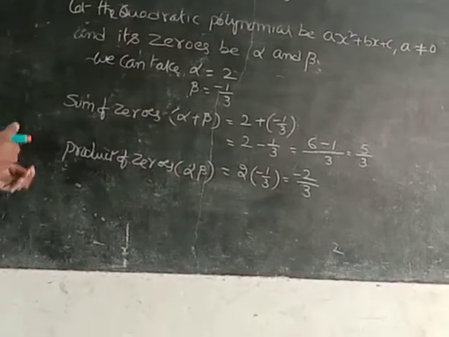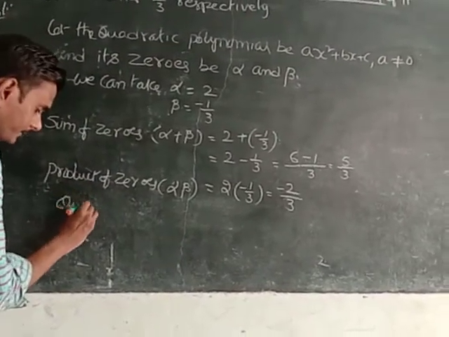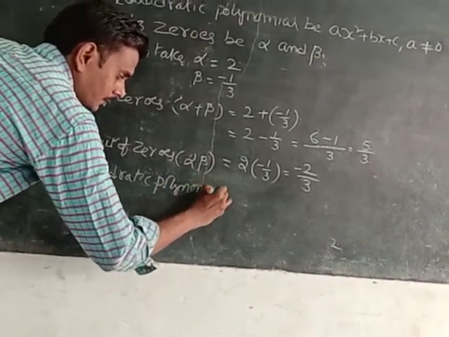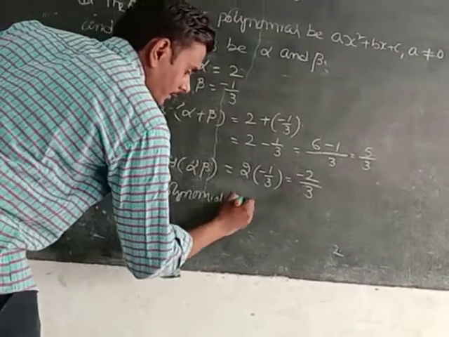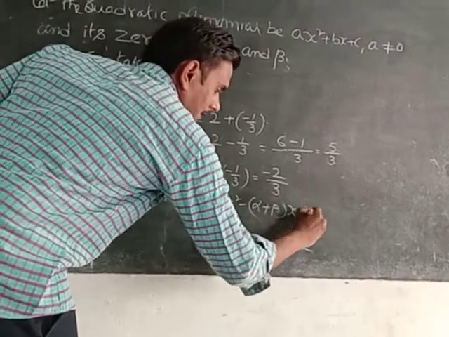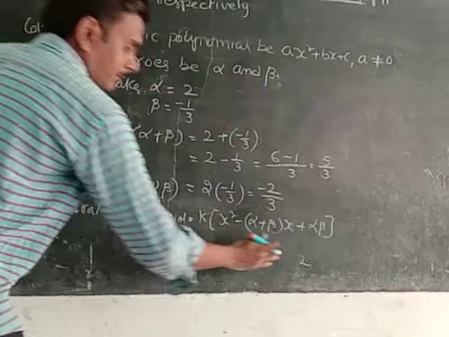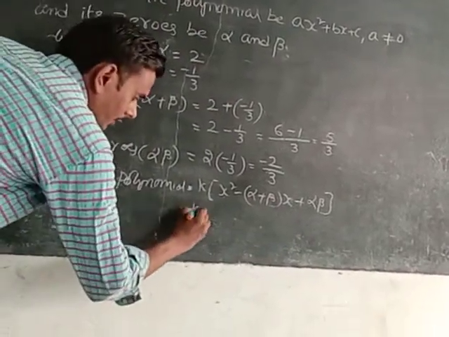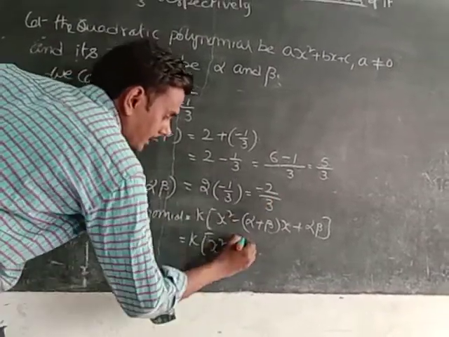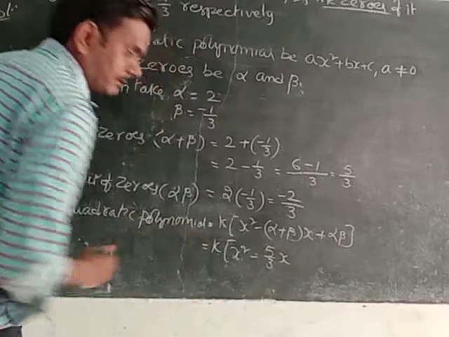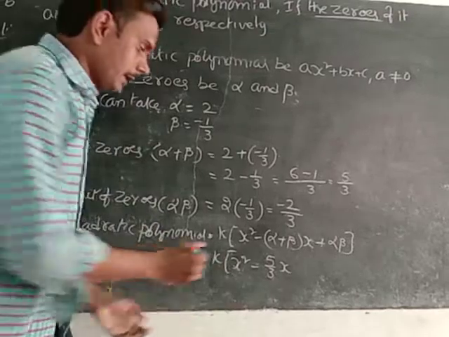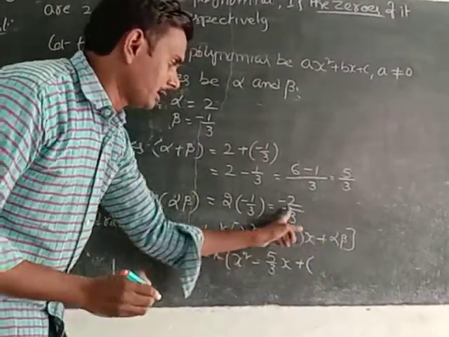Now we will prepare the quadratic polynomial. Quadratic polynomial equal to k into x square minus alpha plus beta into x plus alpha beta. Now replace the sum of zeros and the product of zeros. Okay, k into x square minus the sum of zeros, 5 by 3 into x. Directly here we have plus, so plus into minus only we will get. Next, plus into alpha beta, minus 2 by 3.